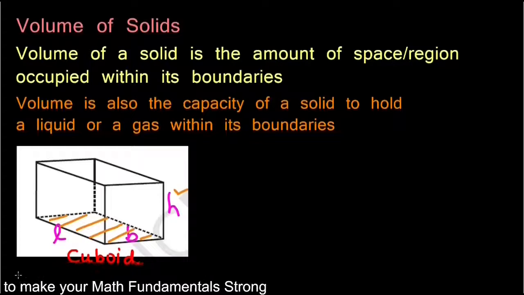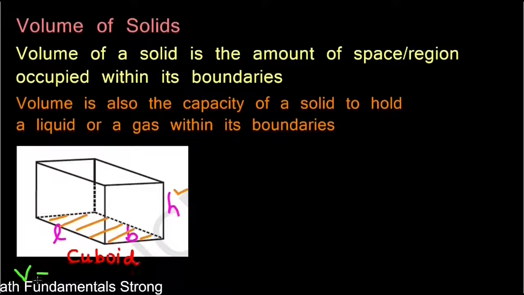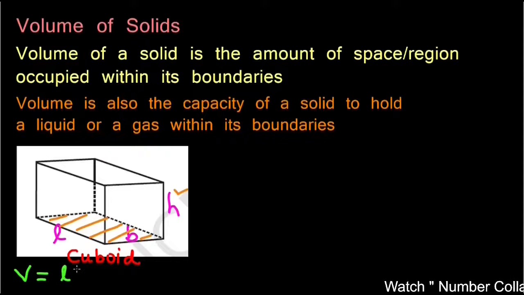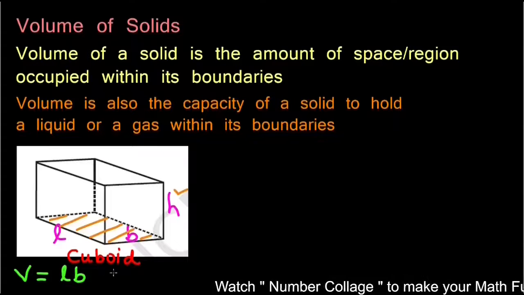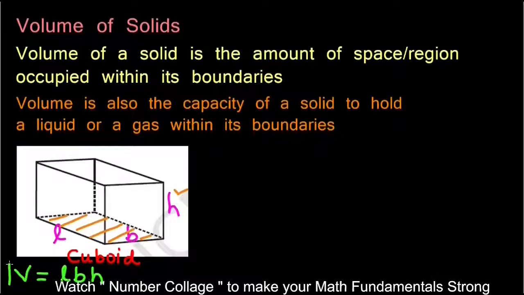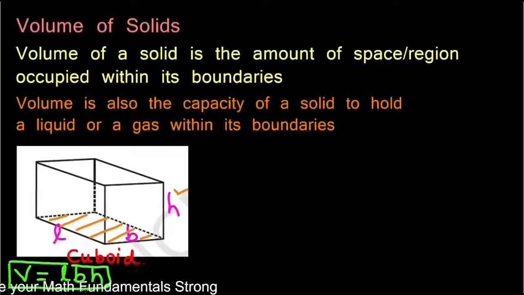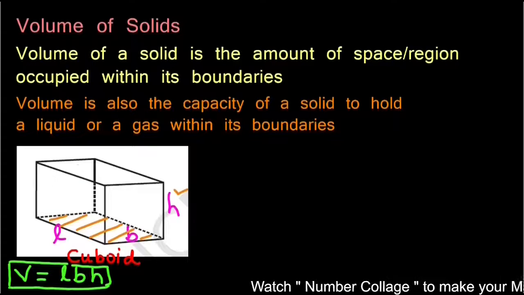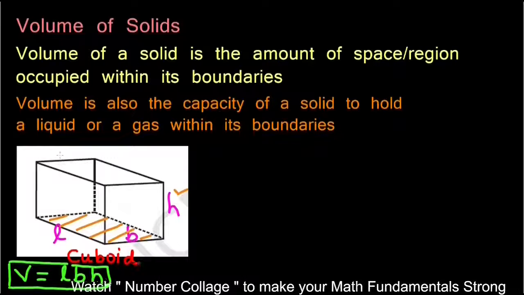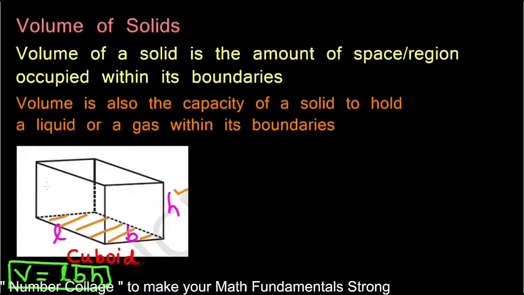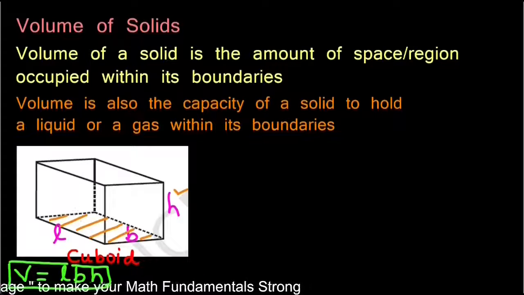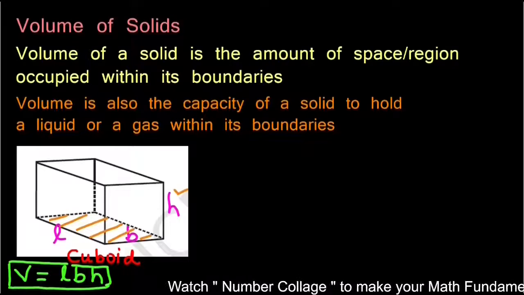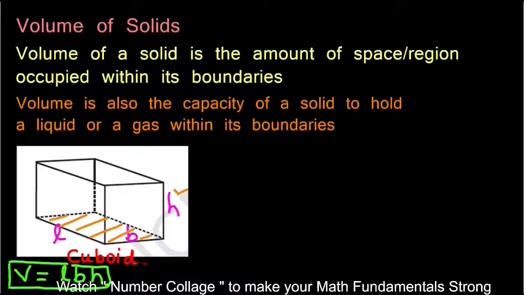So we will write volume V of cuboid as area of the bottom rectangle, which is LB, multiplied by the height of the cuboid h. So V equals LBH is the volume of this cuboid. It is also the capacity of this solid to hold a liquid or a gas within its boundaries. If we fill this cuboid with water, then the amount of water that it can store also tells us its volume.